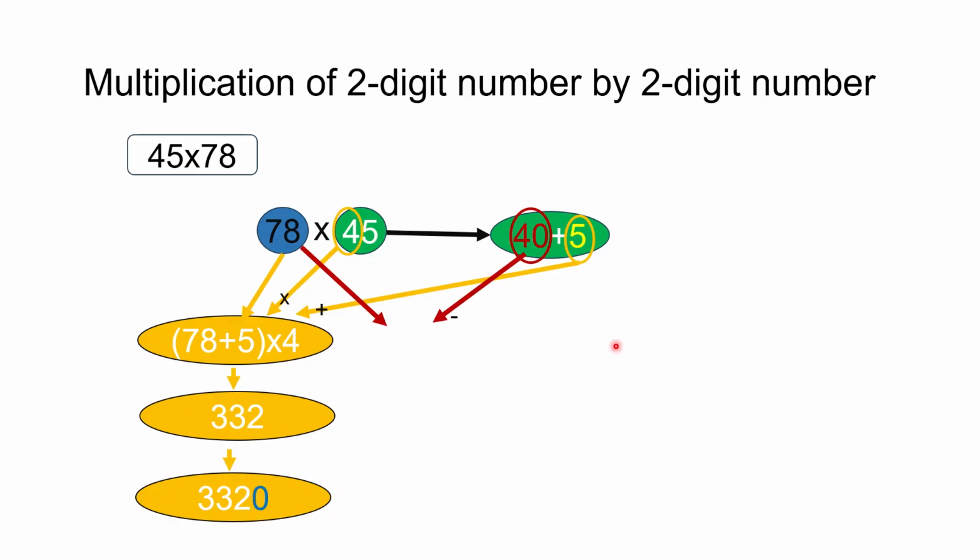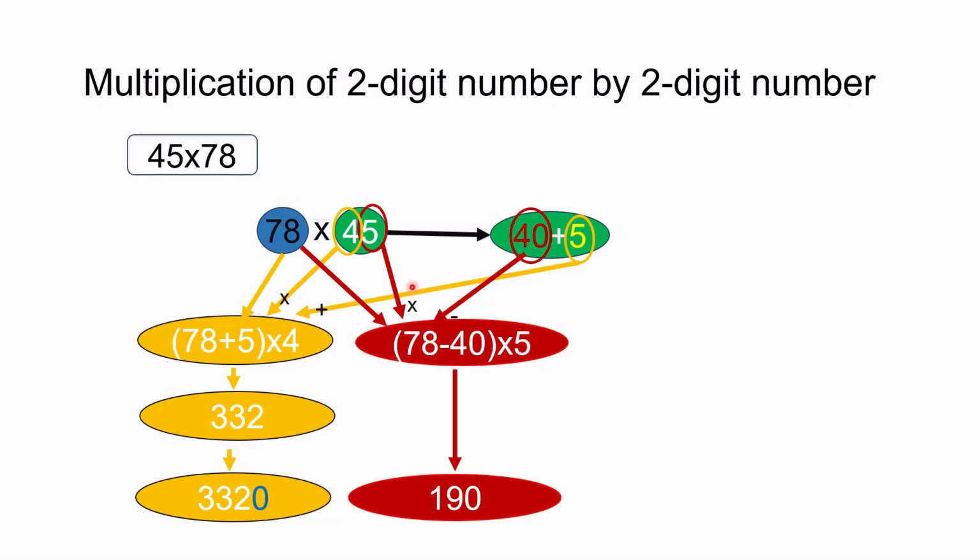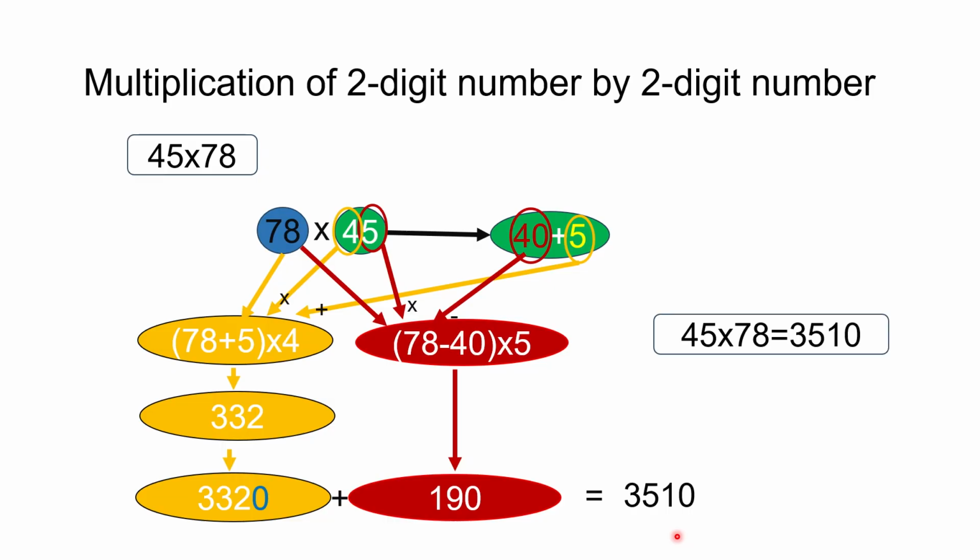For the next part of the number, we subtract 40 from 78, and the resulting number is multiplied by 5, which is the unit place digit of 45. This results in 190. For the final answer, we add these two numbers and get 3510, which is the product of 45 and 78.